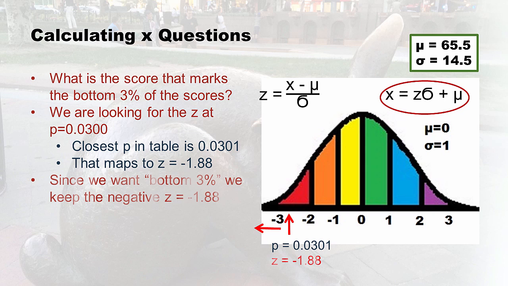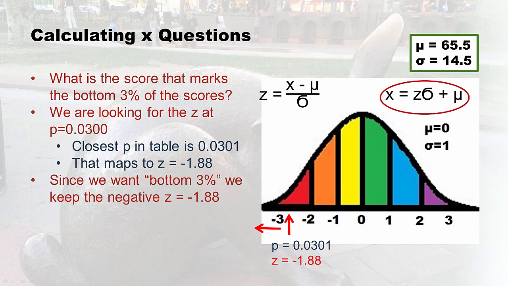And now we go back to the question, we see that we want the bottom 3%, so we keep the negative. Now, if I'd asked about the top 3%, we'd lose the negative. We'd use 1.88 in the equation. But since we want the bottom 3%, we're going to keep the negative.